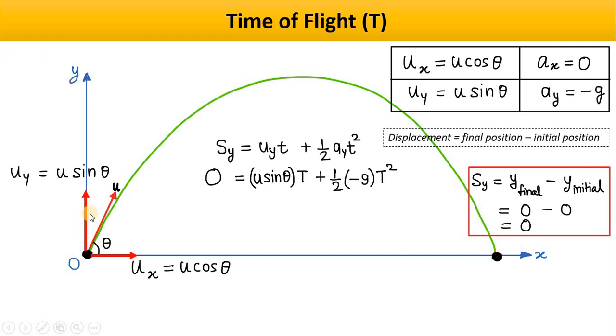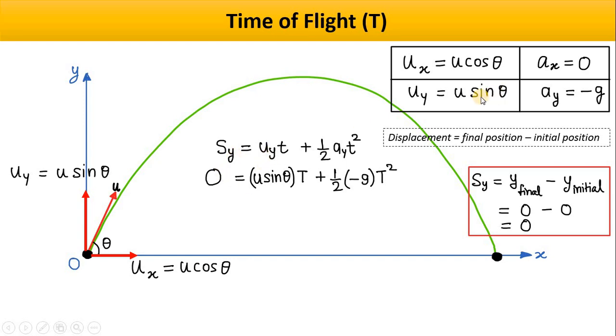You see, y coordinate is nothing but the height from the x-axis or height from the ground. So at the starting point, the height is 0 from the ground. After landing also, the height from the ground is 0. Therefore, the final y coordinate is 0 and the initial y coordinate is also 0. So 0 minus 0 is 0. That is why even though the projectile has moved from this point to this point, the displacement along y direction is 0.